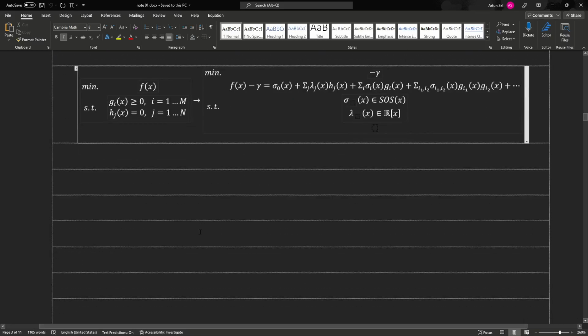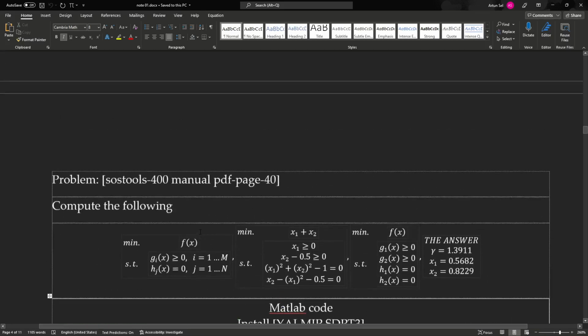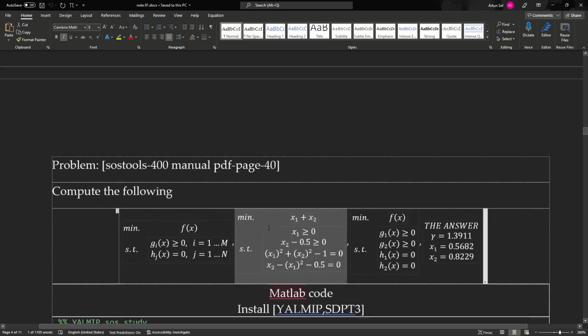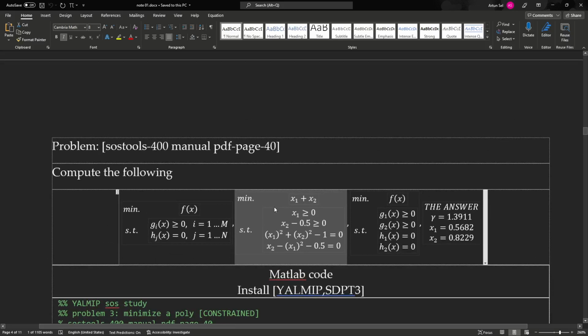Okay, right? So let's look at our problem. And yeah, this is the problem. Here our f of x is this term, okay? And g1 and g2 functions, and h1 and h2 functions. Okay. All right. And you can find this problem, I took it from the SOSTOOLS manual PDF, page 40.